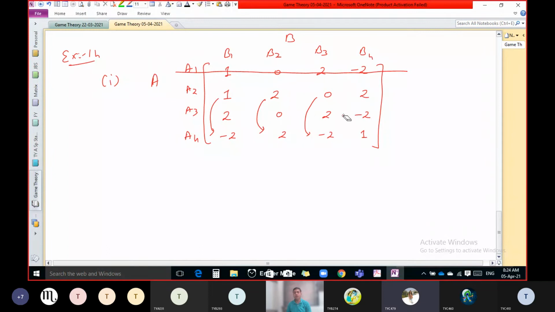Which we have to remove? A4. A4, because A4 is not a better strategy for player A. Over.